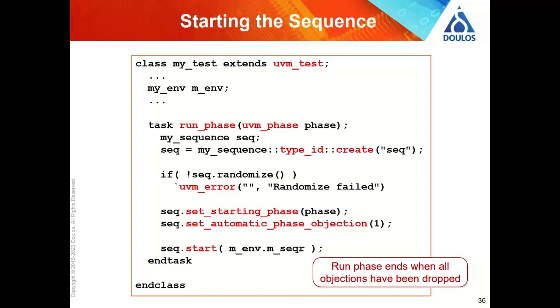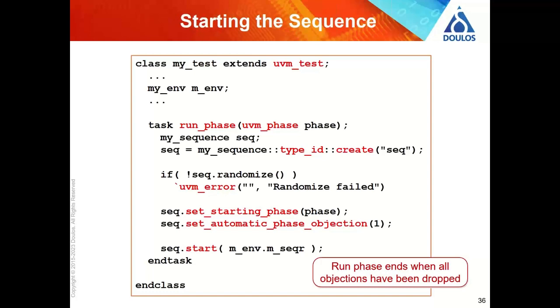Set starting phase tells the sequence what phase it's actually starting in. In this case, phase here corresponds to run phase, but it could be a reset phase or a main phase if we're using the other ones. And then set automatic phase objection with 1 means that when the sequence starts, it raises the objection to the run phase. When the sequence finishes, it drops the objection to the run phase.